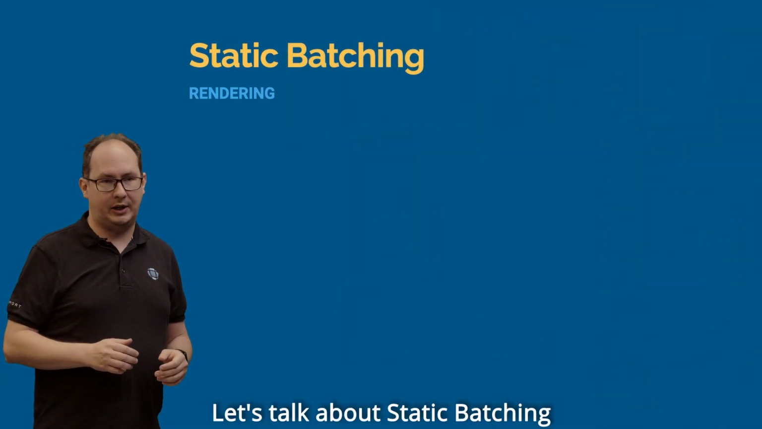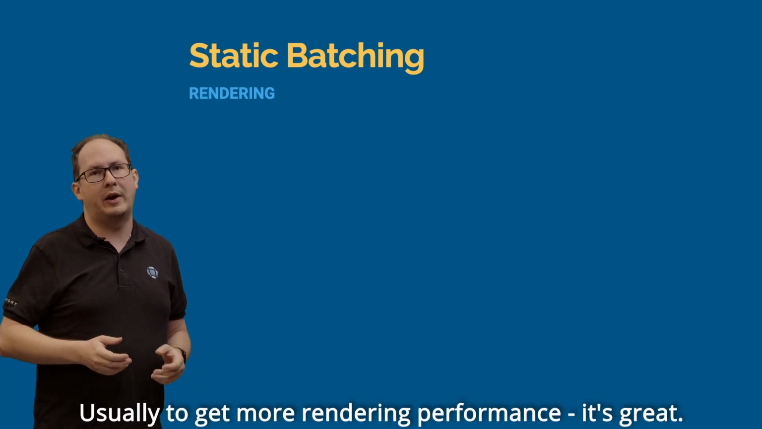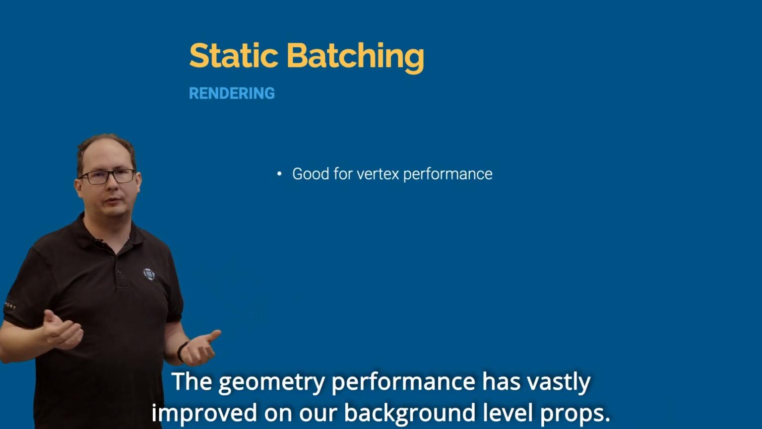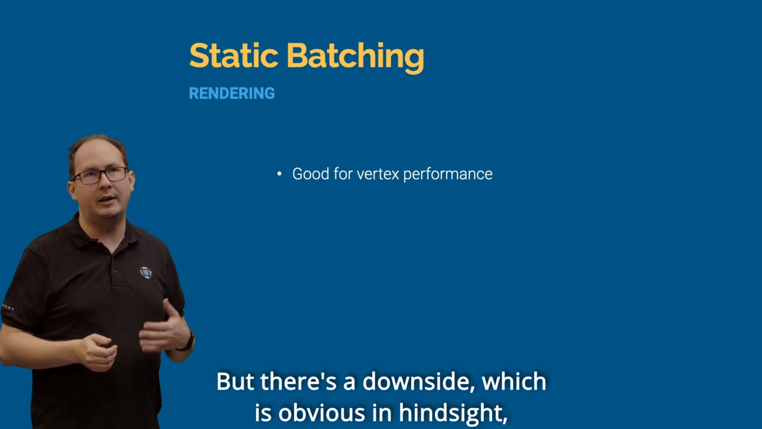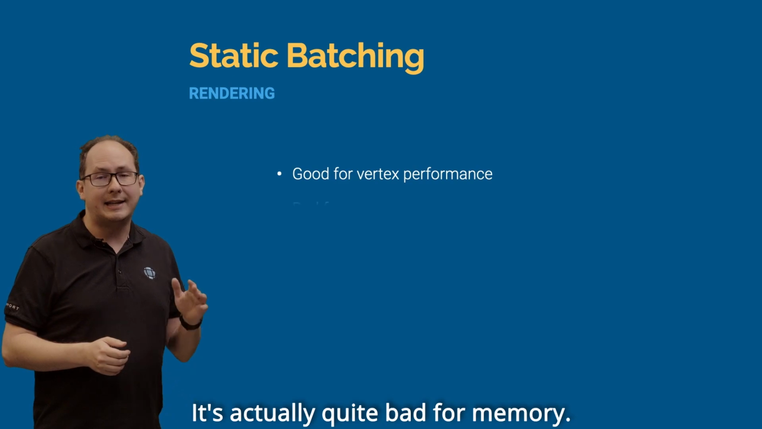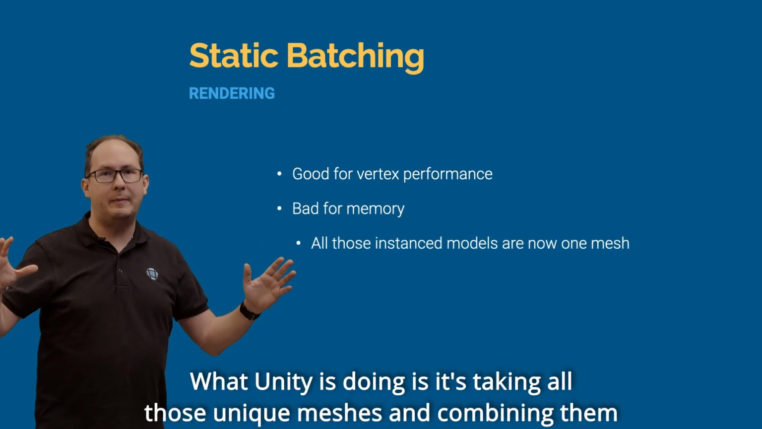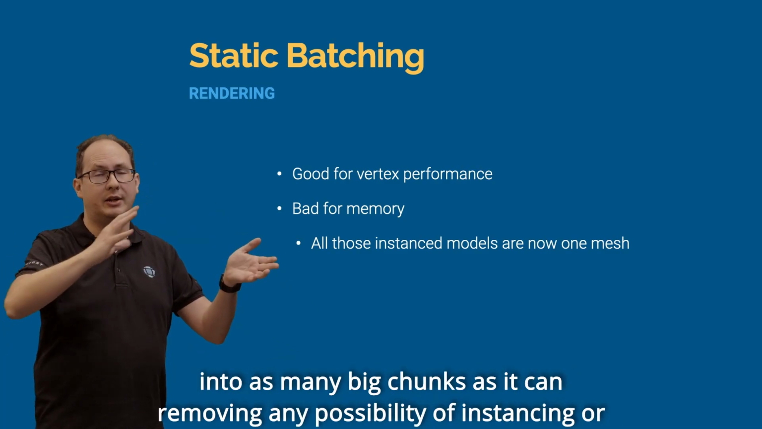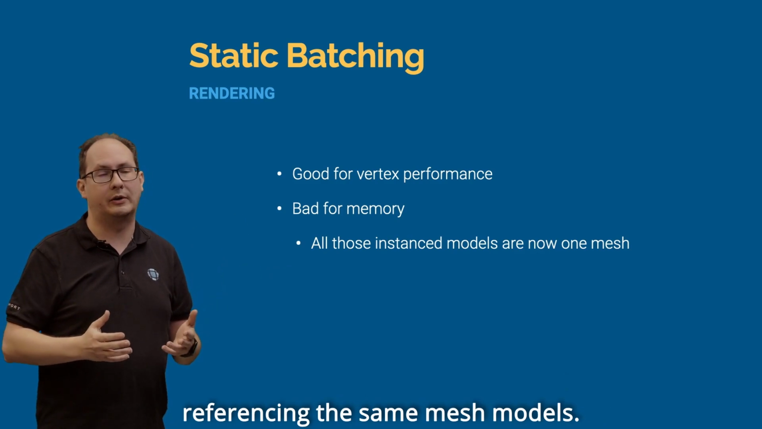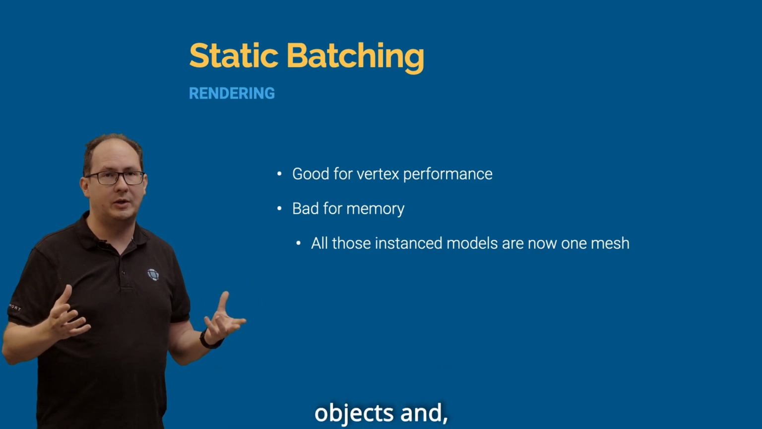Let's talk about static batching. So we enable the static flag and use static batching, usually to get more rendering performance. It's great. The geometry performance is vastly improved on our background level props. But there's a downside, which is obvious in hindsight, but it wasn't obvious to me before I encountered it. It's actually quite bad for memory. What Unity's doing is it's taking all those unique meshes and combining them into as many big chunks as it can, removing any possibility of instancing or referencing the same mesh models. This will balloon your GPU requirements if you're using a lot of different objects.